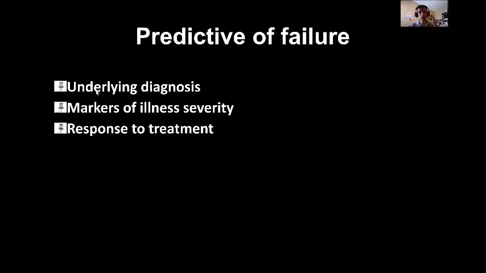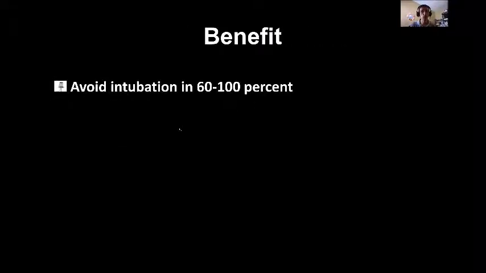So how do you predict failure? From the underlying cause, and then from grading your disease severity, like grading of asthma or bronchiolitis, and whether the patient is responding to treatment or not. What is the benefit? It is to avoid invasive ventilation, and you can avoid it in up to 100%. All your patients can avoid ventilation by using a proper CPAP. For example, when I said 15, everybody was scared and started to ask, because they are not providing a good CPAP, therefore they have more risk of ventilation. So the benefit of avoiding ventilation is between 60 and 100%.